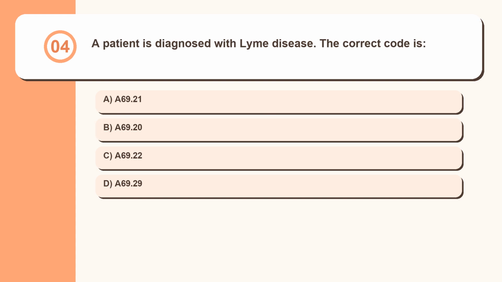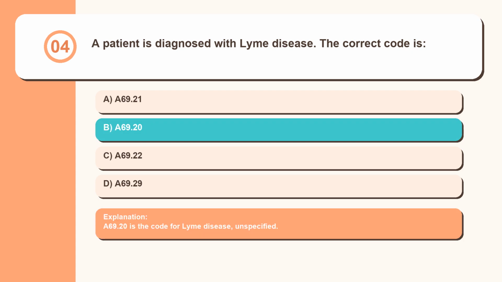Question 4. A patient is diagnosed with Lyme disease. The correct code is A69.21, A69.20, A69.22, A69.29. A69.20 is the code for Lyme disease, unspecified.